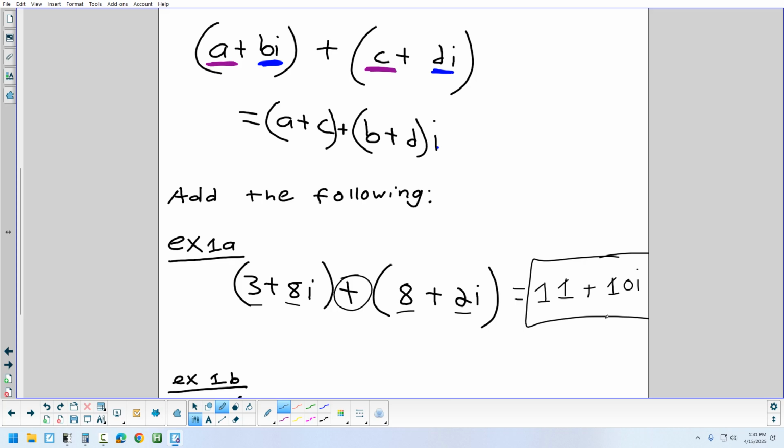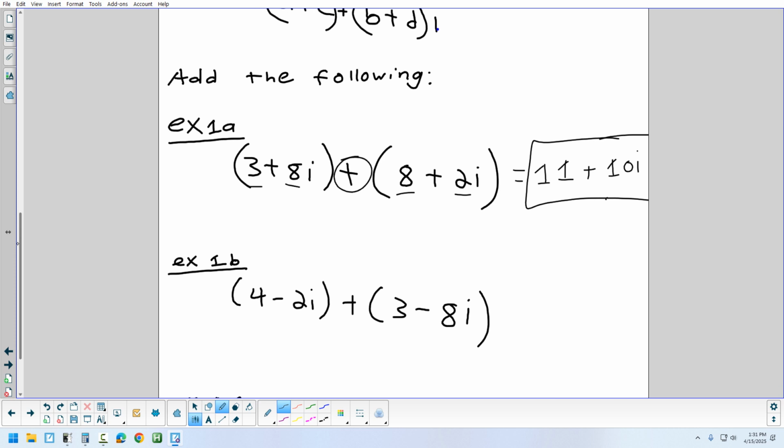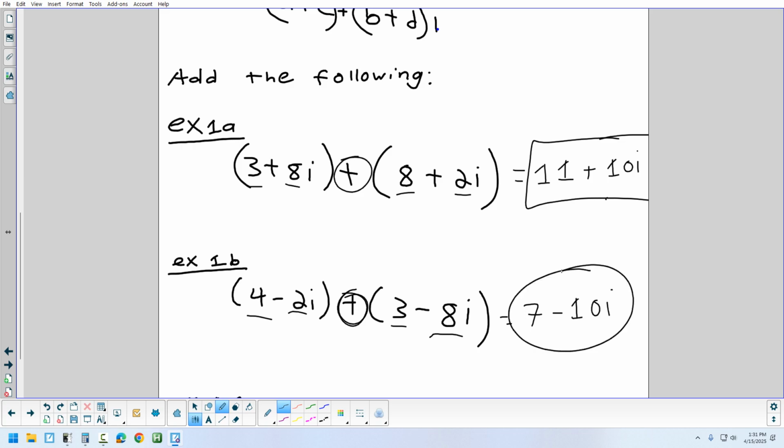All right, let's try that one. 4 minus 2i plus 3 minus 8i. So we've got a 4 and a 3, and we're going to add them. So we get a 7. And we have a negative 2i and a negative 8i, and we're adding them. So how much is that? Negative 10i. And could you combine that and say like 7 minus 10 is negative 3? No, that's real, that's imaginary, that's all you can do. Yep.